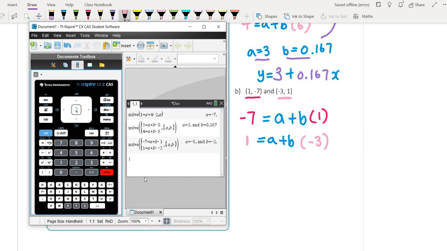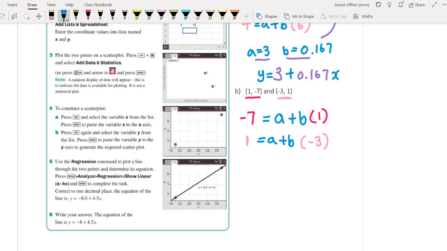And then press enter, gives you a and b values, which is nice, -5 and -2. So you write them down, a is -5, b is -2. So your final step is to write those values. So y equals, instead of a, we write -5, and instead of b, we write -2, and x, and that's our answer.